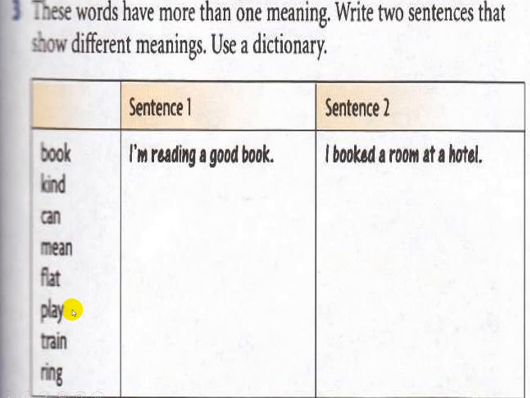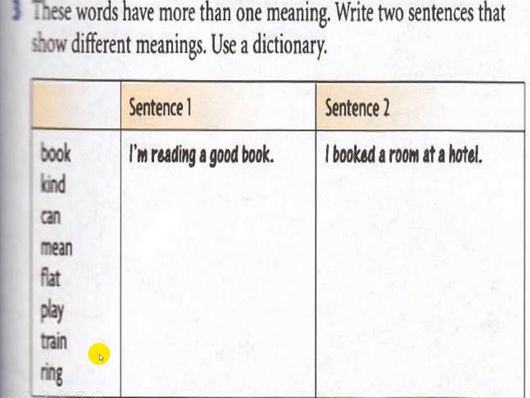Play. First one we can say, do you want to play football? Do you want to play football? The first sentence. The second sentence, we saw a play at the theater. We saw a play at the theater. So the word play comes here meaning to play. Do you want to play football? And the second one means a play. We saw a play at the theater.